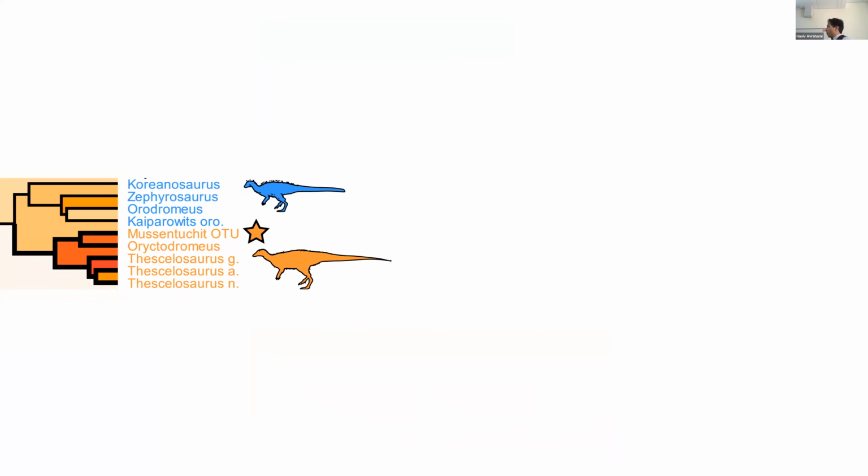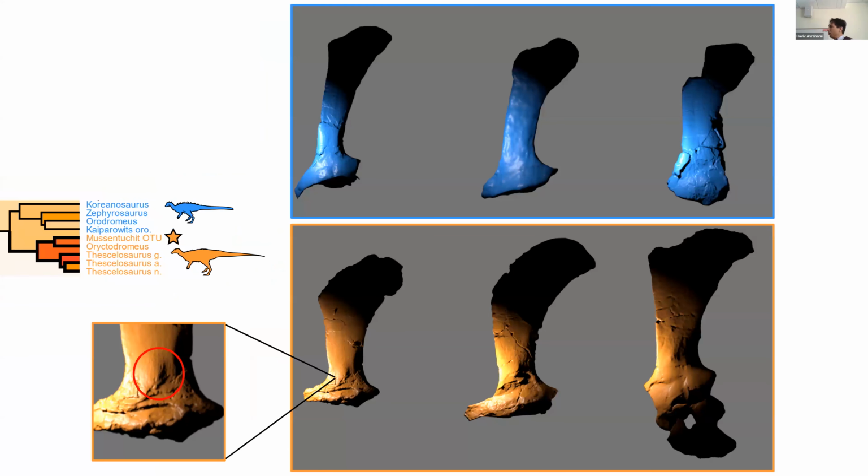Sometimes the characters can be more ambiguous. This is the example of the medial surface of the scapula near the neck. And in Thescelosaurs at the bottom, we're looking at Fona, Oryctodromeus, and Thescelosaurus from left to right. And the Thescelosaurians have this medial tubercle at the base of the neck that is absent in orodromines, but you can imagine that this is a pretty subtle feature, and if the light's not hitting it at the right angle, you might miss it, for example, in Thescelosaurus.